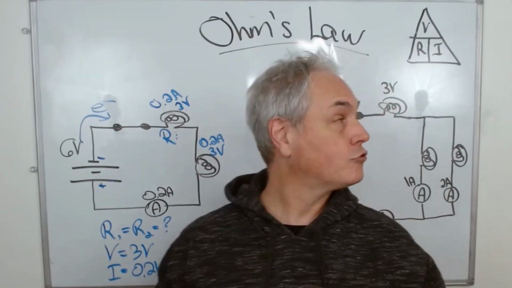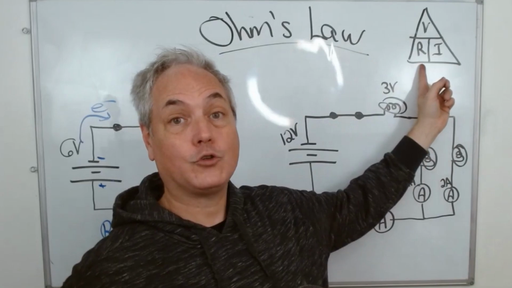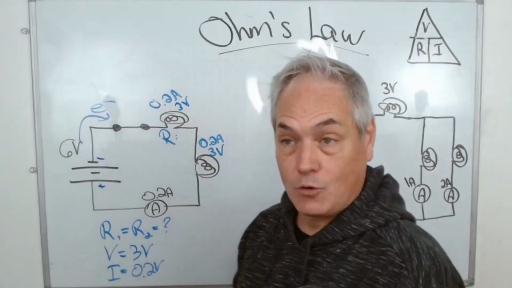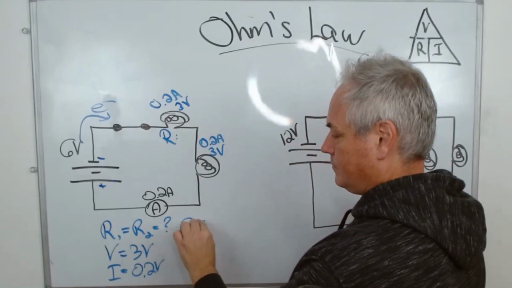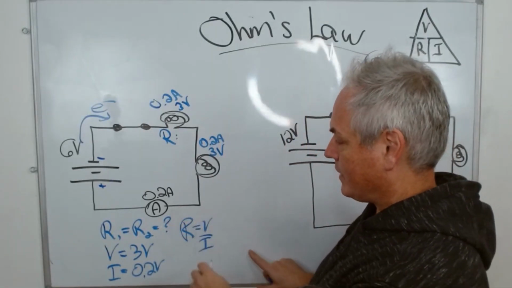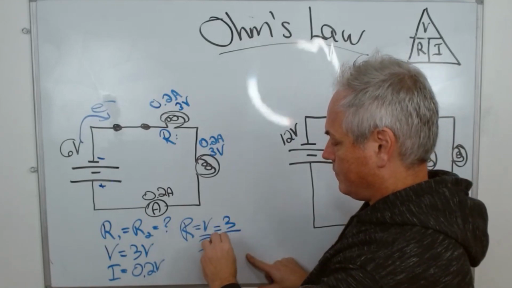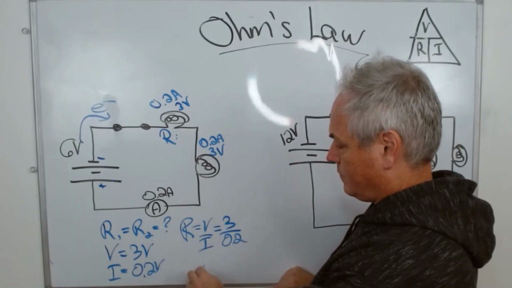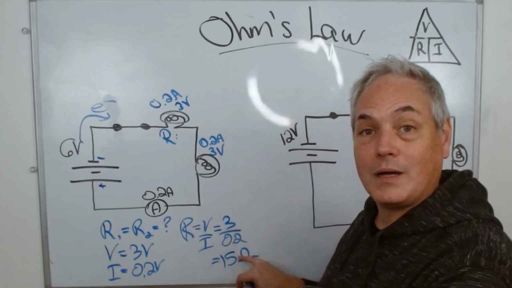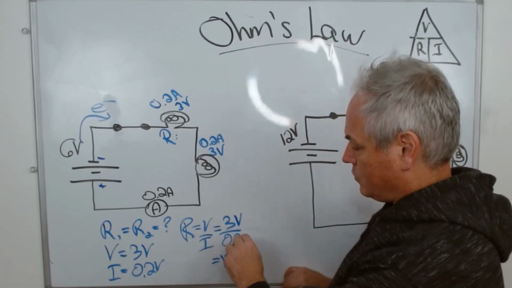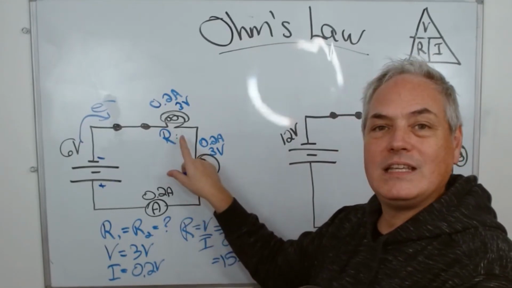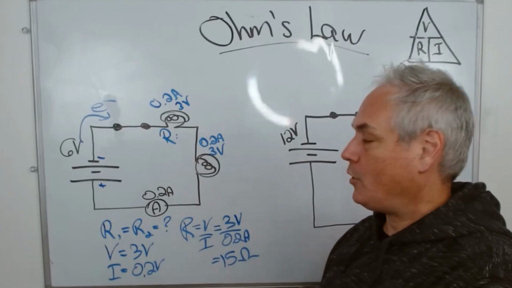If you look at the triangle we have here, since we're looking for the resistance, we have V over I as the equation. Just have to include the information. So here, 3 divided by 0.2, 3 volts, 0.2 amps, gives me a resistance of 15 ohms for each of the bulbs right here.